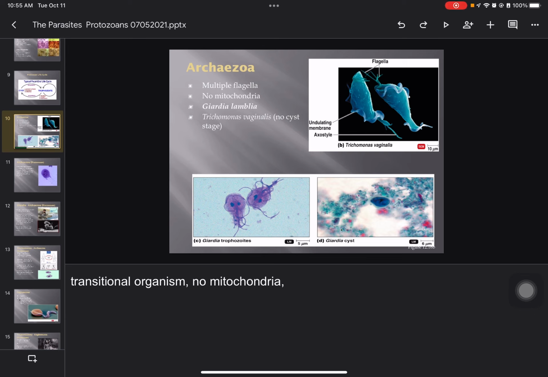To get into the body. Well, Trichomonas goes from one happy place to another. It goes from the vagina to the penis, or from the penis to the vagina, and it doesn't need any protection, so it only has a trophozoitic state.